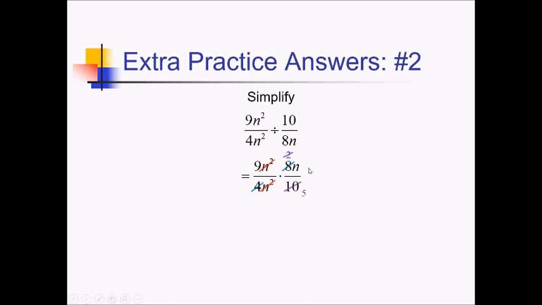So what's left over? In the numerator, we have a 9 times n, so 9n. In the denominator, this whole lower left got canceled, so all that's left is this 5 over here, so 9n over 5.